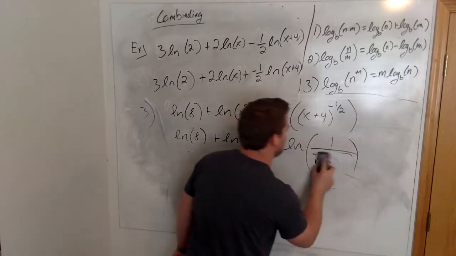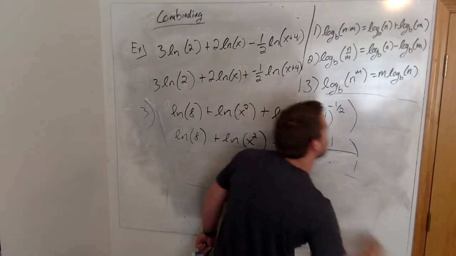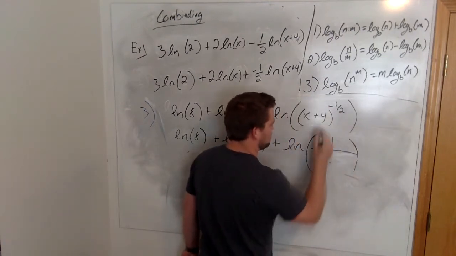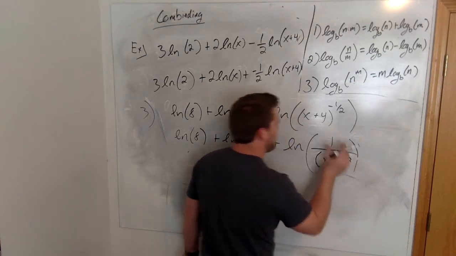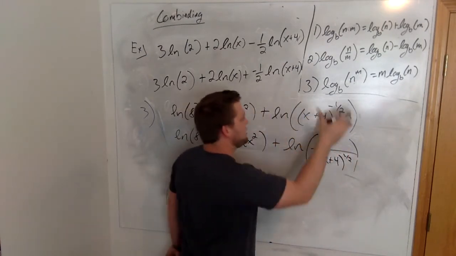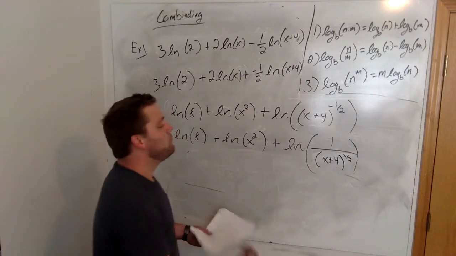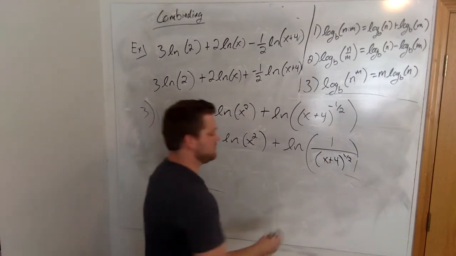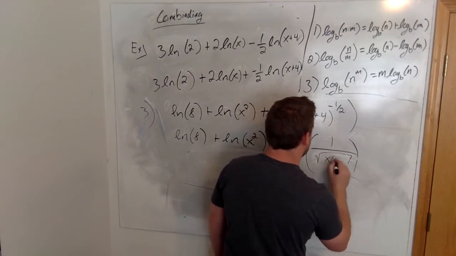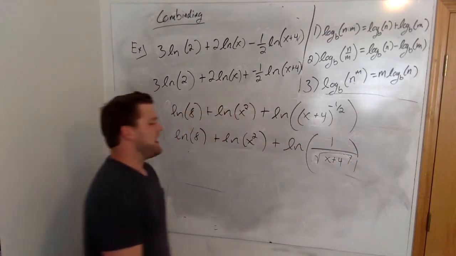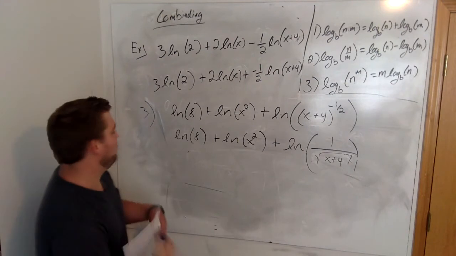Well, if you don't like me doing too many steps here, this is 1 over, the same thing as x plus 4 to the 1/2 power. I can get rid of the negative and put it in the denominator as a positive, but 1/2 powers mean the same thing as square roots. So this is the same thing as 1 over the square root of x plus 4. Now I can just smack this thing with log rule 1.